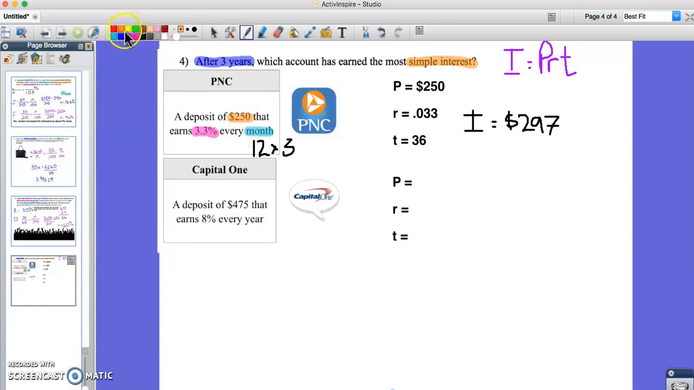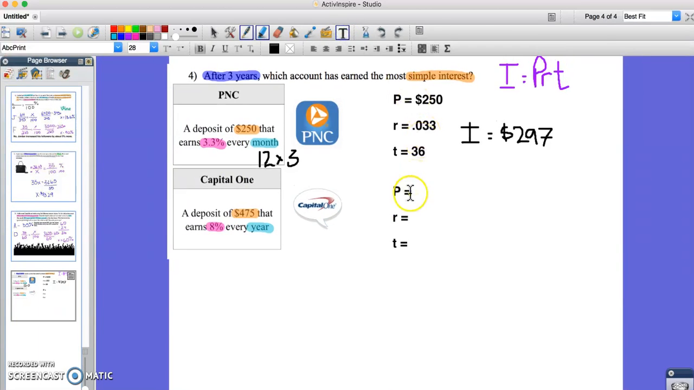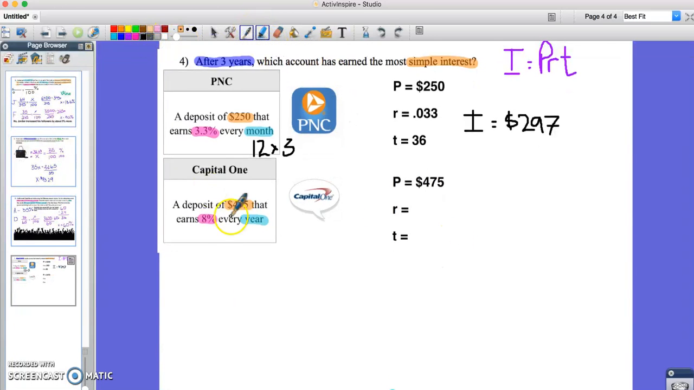Now let's look at Capital One. Capital One is a deposit of $475 that earns 8% every year. So again, all the information that we need is given to us. Our principal amount is our starting amount, which is $475. Our rate is 8%, but 8% again has to be written as a decimal.